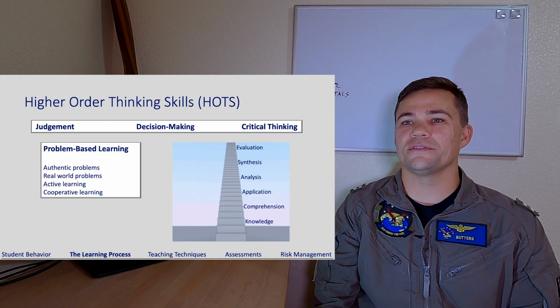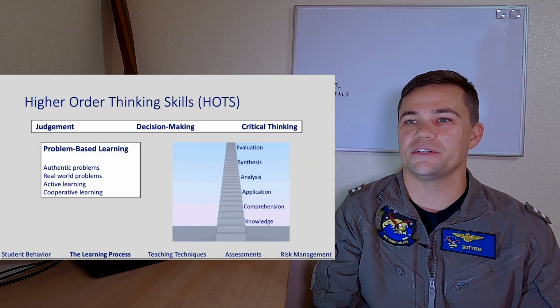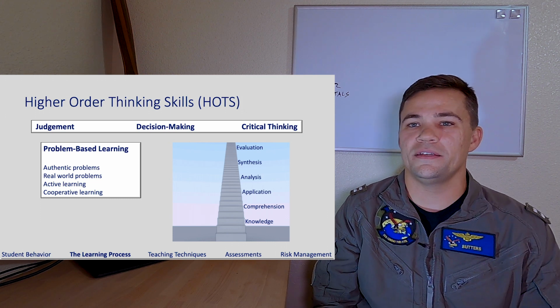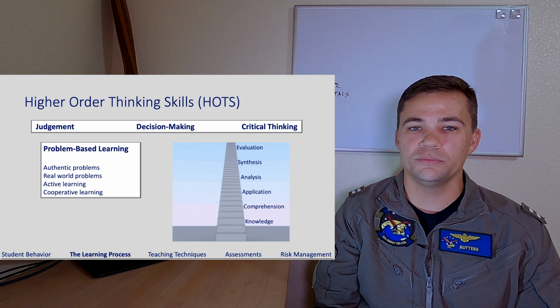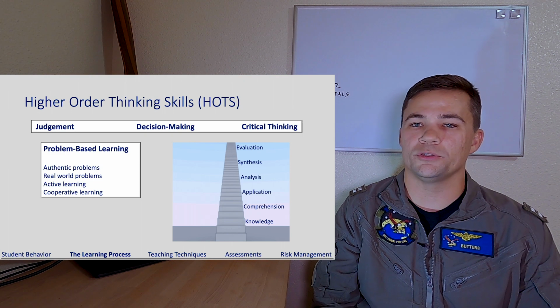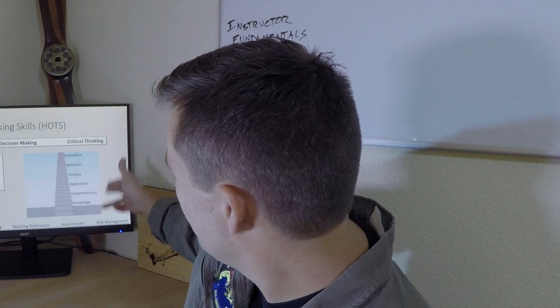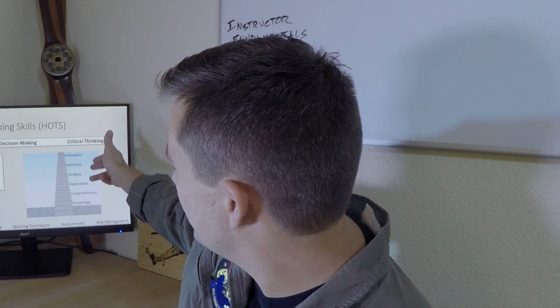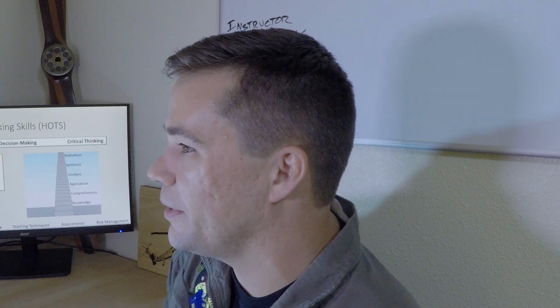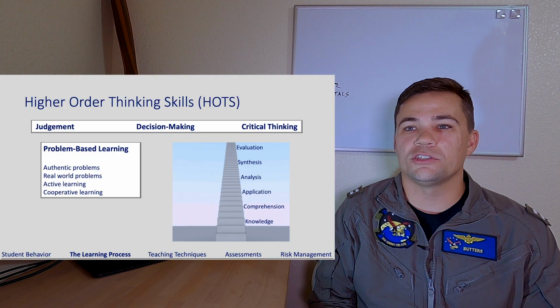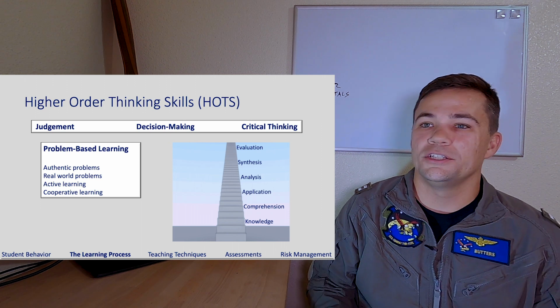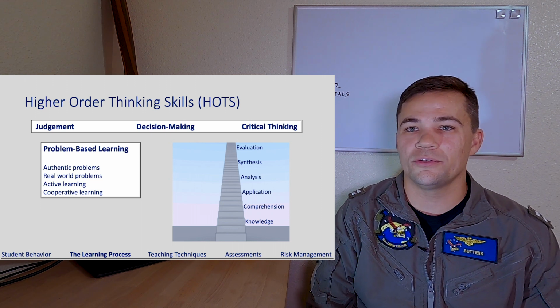So higher order thinking skills, this is a derivative of that constructivist theory of learning, and it's focused on the top 3 echelons of Bloom's taxonomy of learning. And we'll talk a little bit more about those bottom steps, right? But we can see these top 3 steps here: analysis, synthesis, evaluation. And that's critical to the development of things like judgment, decision-making, critical thinking.